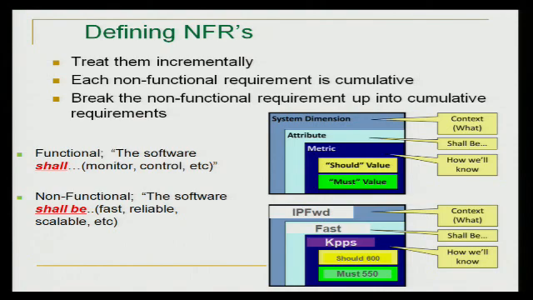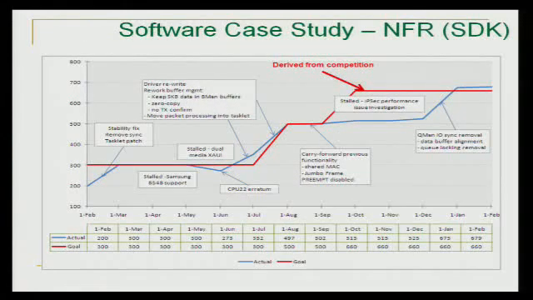So use that template: system dimension, attribute, the metric, and then the should and the must. That would be a good way of defining a non-functional requirement. Okay, do this for every one of them. This is an actual case study.